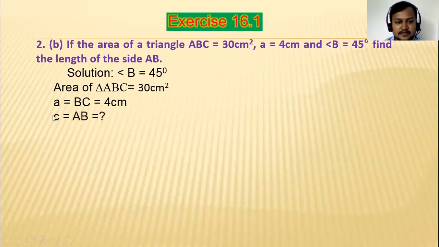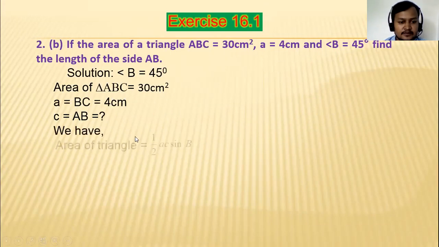So let it be c. AB is c. In triangle ABC, which one is missing from here? Small c. So that is side AB. And we have area of triangle is equal to 1/2 ac sin B. The angle that is not among the sides comes here. Side a, side c, and angle B.